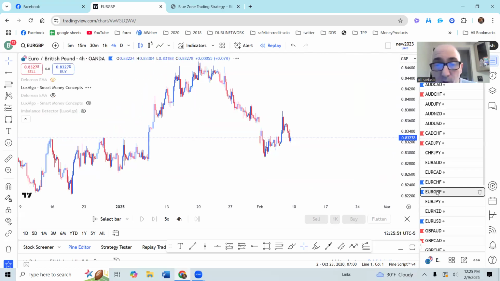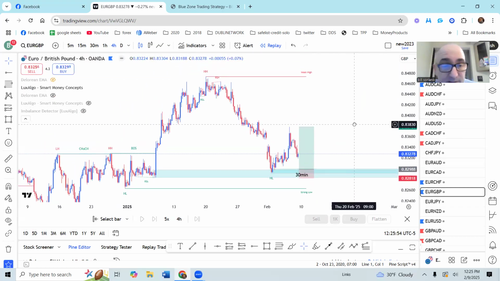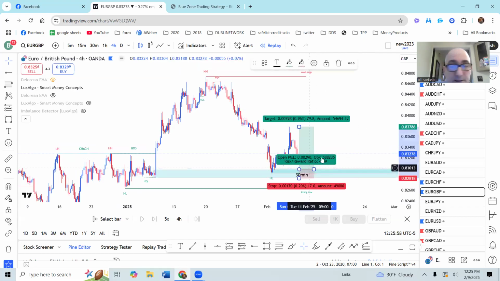So I think there's another one that we had here. So this is one in EURGBP.